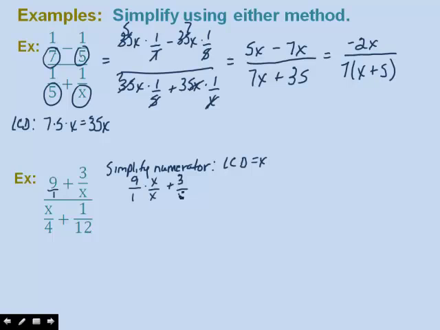The second rational expression doesn't change, so that would give us 9x over x plus 3 over x. Then if we add our numerators, we have 9x plus 3 all over x. Now let's simplify the denominator.